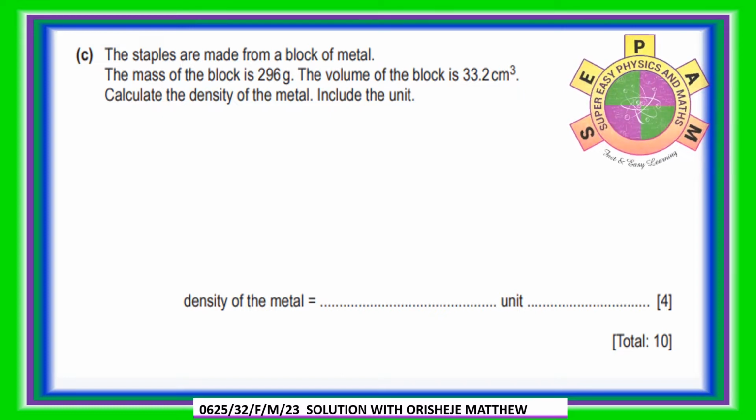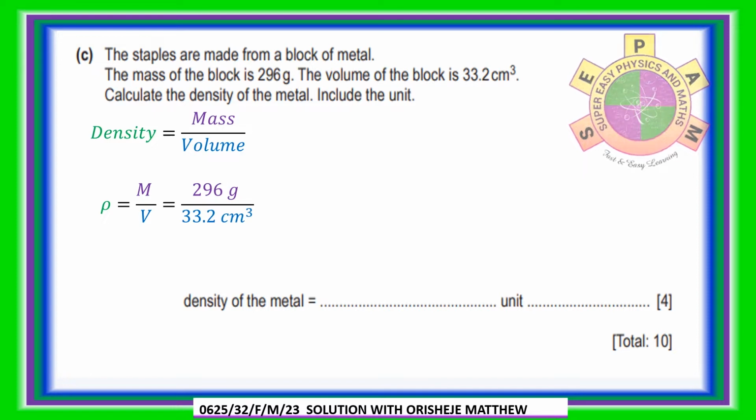So the formula for density, stating the formula gives you 1 mark, which is mass divided by volume. So we are given 296 over 33.2. That gives 8.92 gram per cm cube. So write that and then you state the unit.